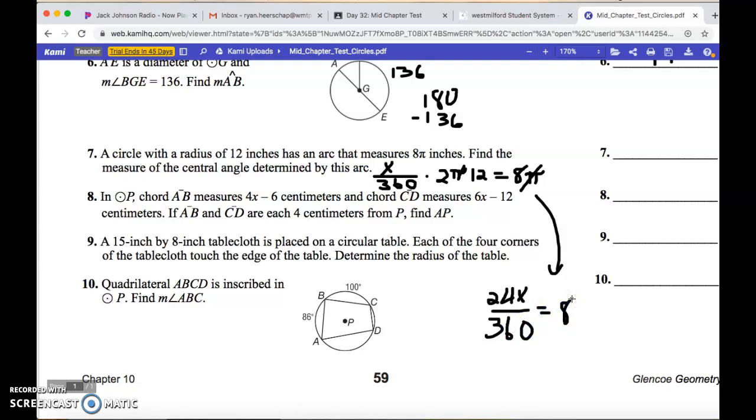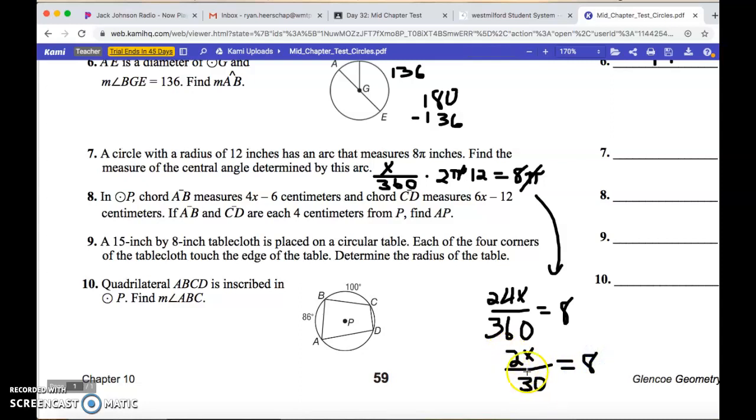Then however you can start working through here, my mind goes right to, I can see some reducing in here to make your life a little bit easier. If not, you'd have to multiply by 360. So I can divide these both by 12. So it's really 2x over 30 is going to be equal to 8.